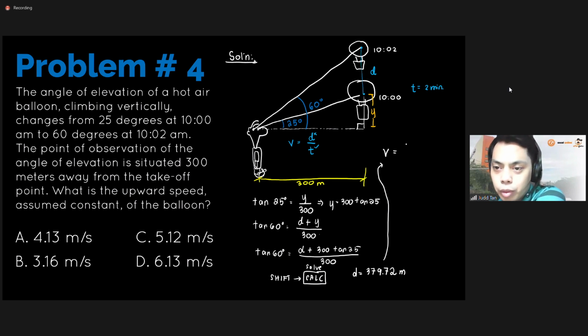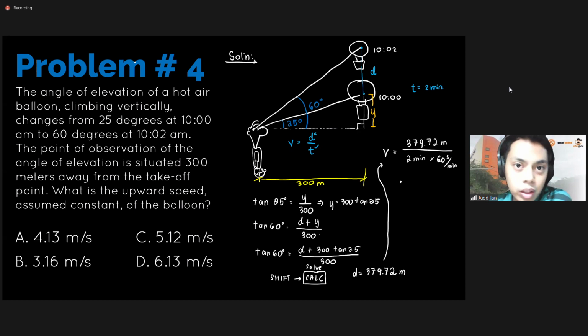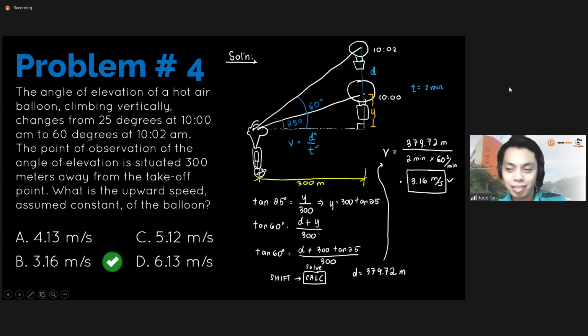So speed, ano pong speed natin? This is 379.72 meters in a span of 2 minutes. Pero gusto natin seconds, no? So times 60 seconds per minute. Okay. So answer is letter. Ano pong sagot natin, guys? Yun. 3.16. Okay, 3.16 meters per second. Very nice. Okay. Ayan, letter B.